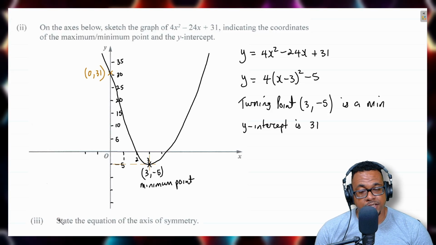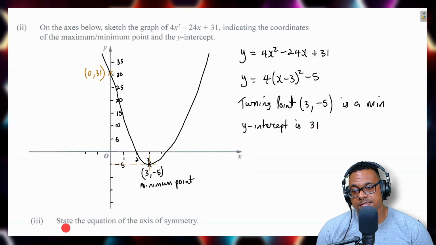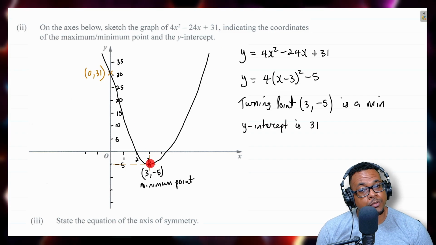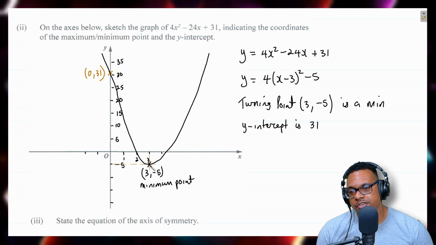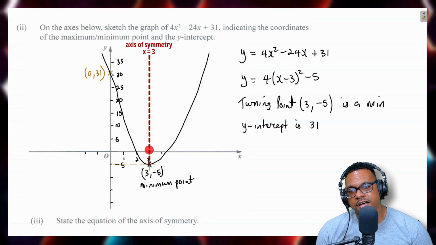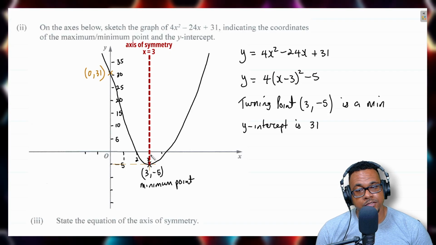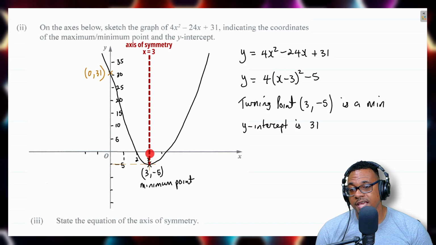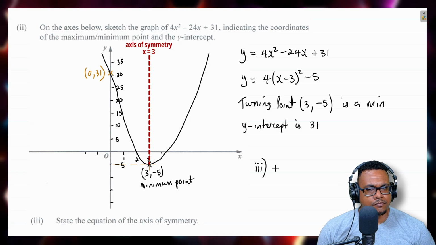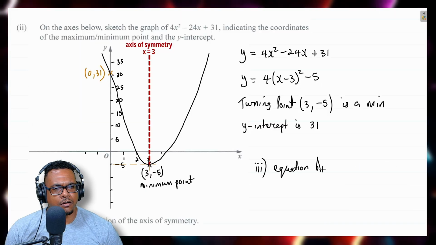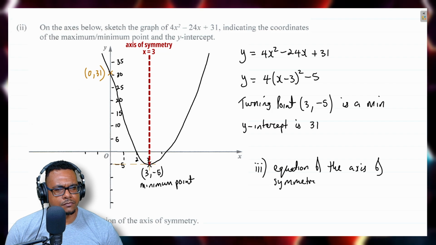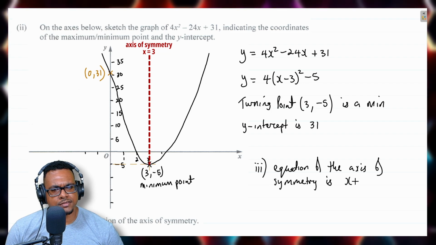All right, so now the last part of the question, which is part 3, is to state the equation of the axis of symmetry. Now, this graph is supposed to be symmetric about this turning point. Therefore, the axis of symmetry will be this vertical line passing through the turning point. And that vertical line will pass through 3 on the x-axis. So the equation of the axis of symmetry would just be x is equal to 3. So for part 3, the equation of the axis of symmetry is x is equal to 3.